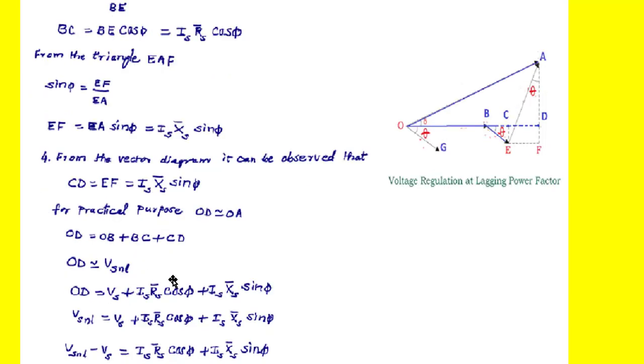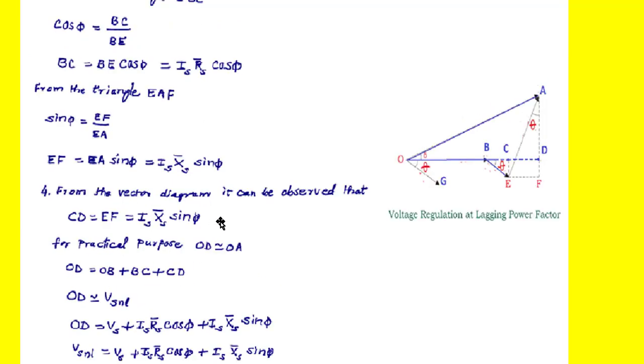So we have already calculated what is OD just now covered. That is, it is approximately equal to the no load terminal voltage or equal to the induced voltage in the secondary winding. So I already told the secondary induced voltage and the no load terminal voltage are one and the same. So we write OD is approximately equal to VSNL. This is the no load terminal voltage. And we know what is OB. OB is nothing but Vs, and BC just now calculated as Is Rs bar cos phi.